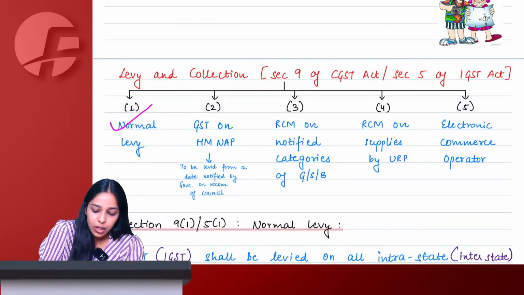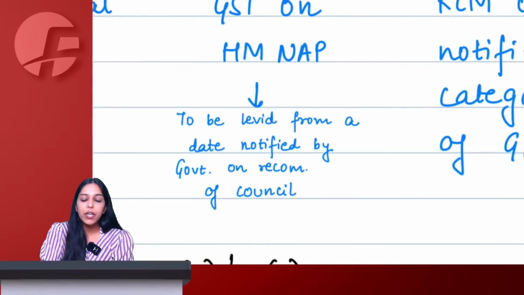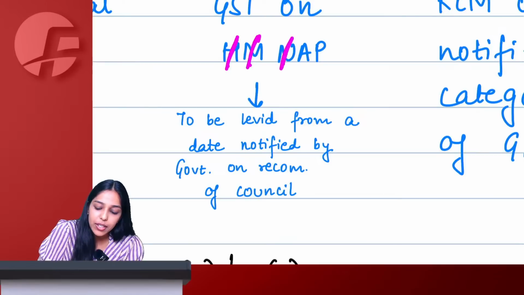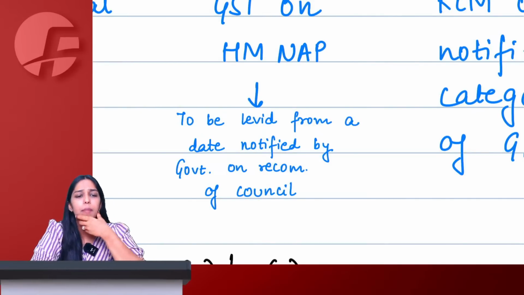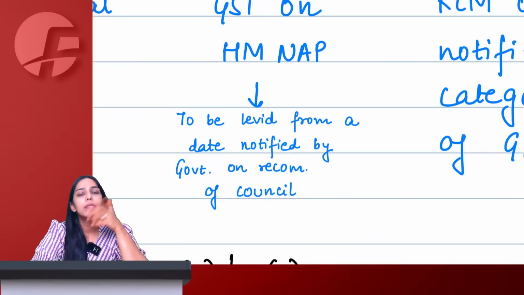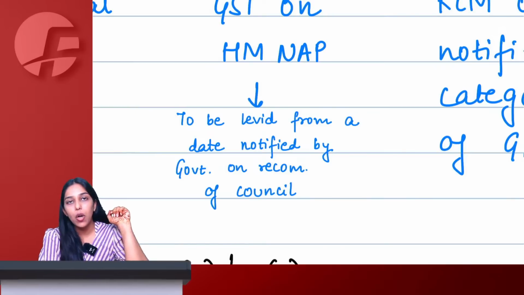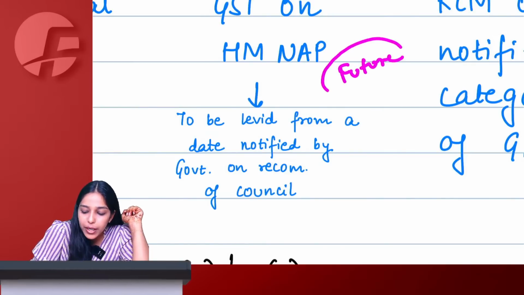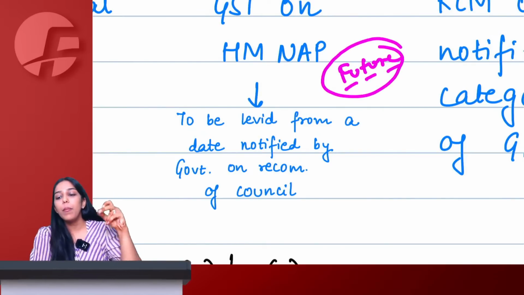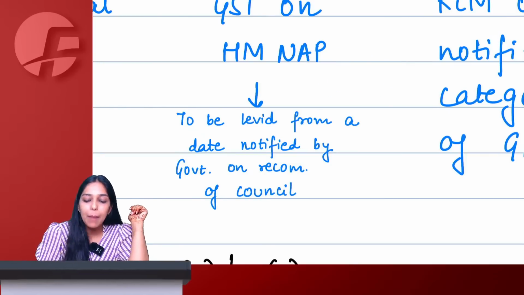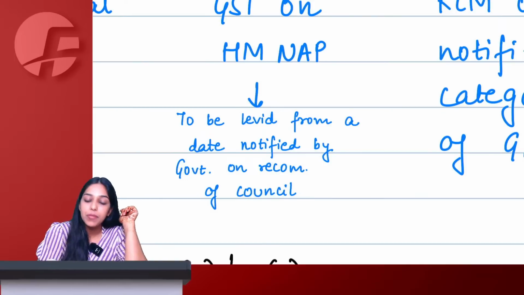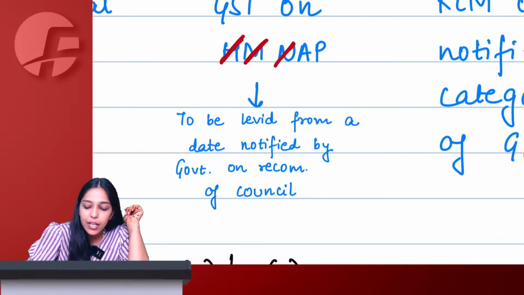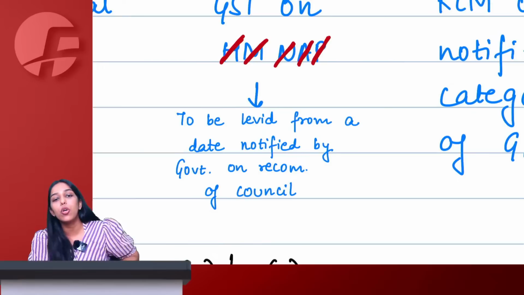What is 9.2? 9.2 says that GST on these 5 petroleum products: high speed diesel, motor spirit, natural gas, aviation turbine fuel and petroleum crude. What did we tell these 5 products? You go and take a nap. Why take a nap? Because today GST is not applicable on you, but from a future date, GST is going to be applicable on you. So till then, you go and take a nap.